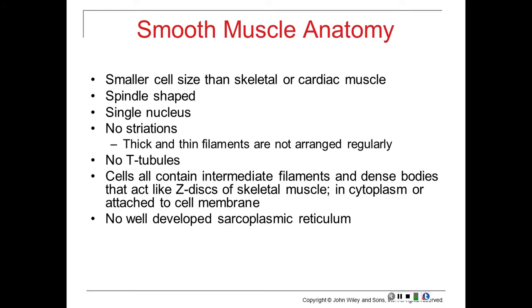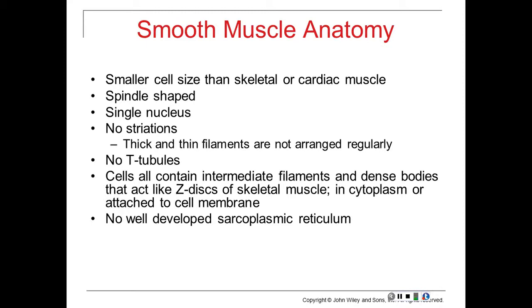Smooth muscle cells are smaller in size than skeletal or cardiac muscle cells. They're more spindle-shaped as opposed to rectangular. They only have a single nucleus and no striations. The thick and thin filaments are not arranged in sarcomeres. They're scattered throughout the inside of the smooth muscle cell, so it's a more random contraction. If you think about how smooth muscles contract, it's not just a shortening, it's more of a wave-like or blob-like contraction, rather than a very regular and predictable shortening.